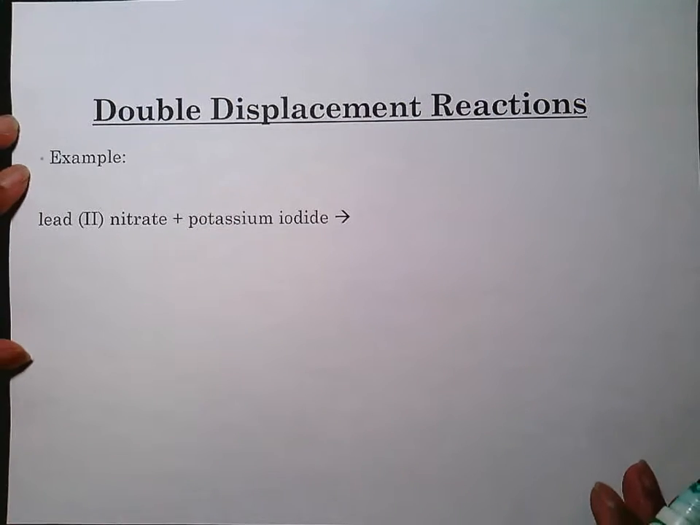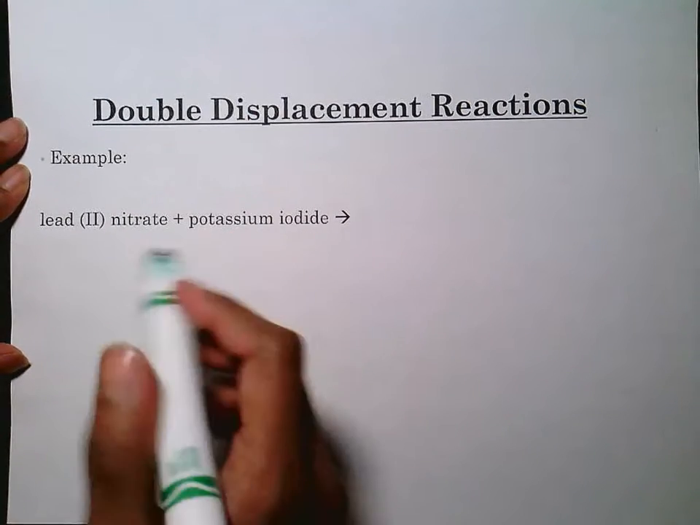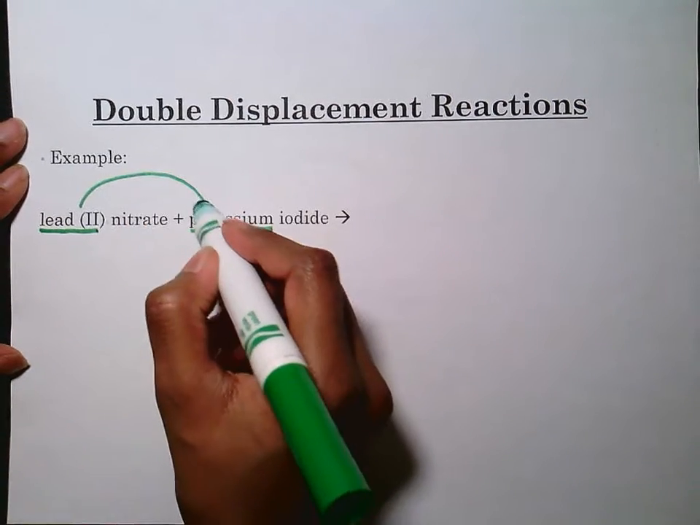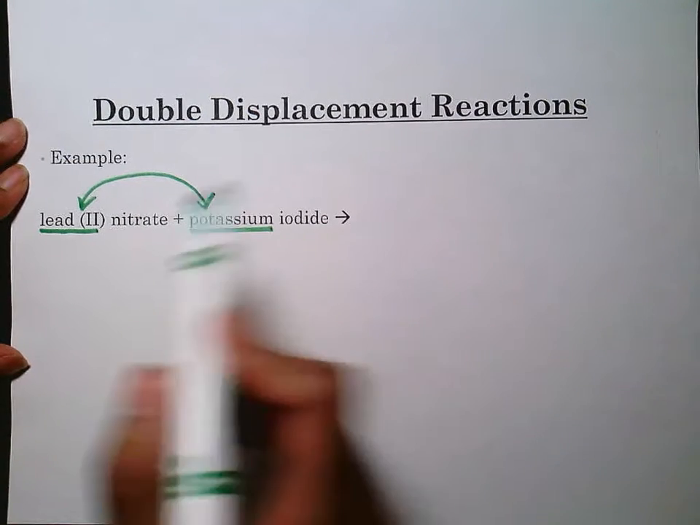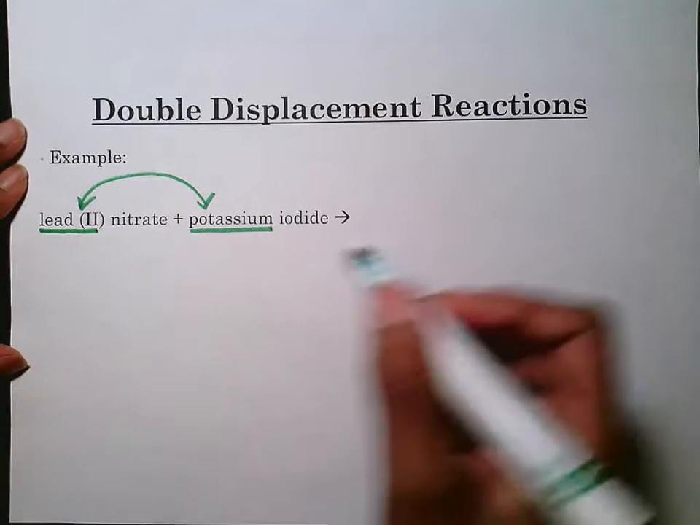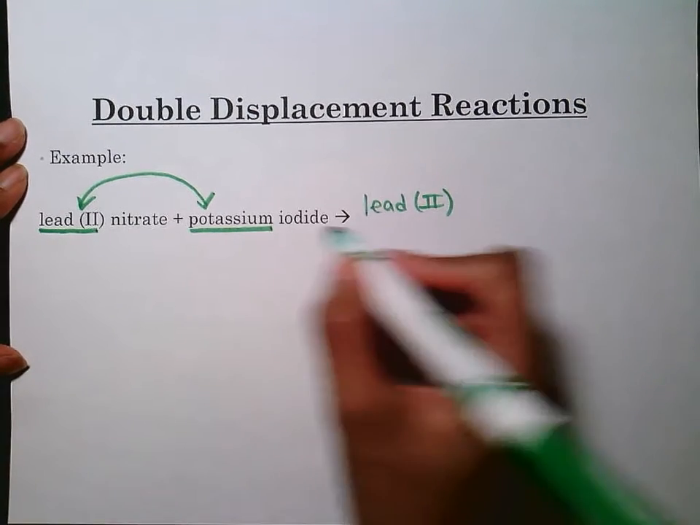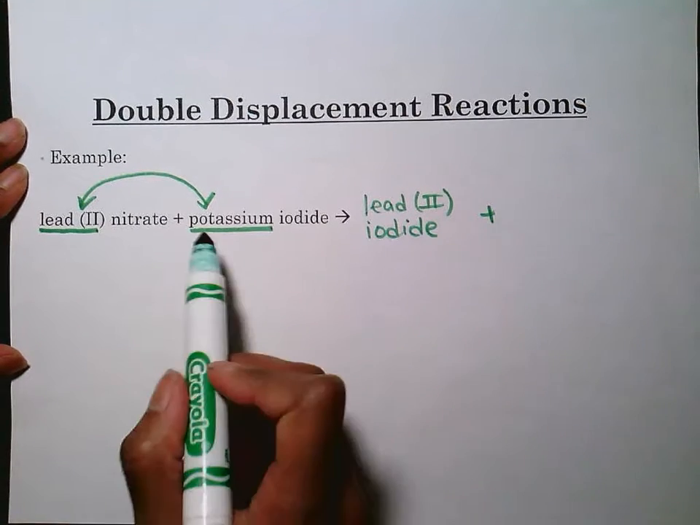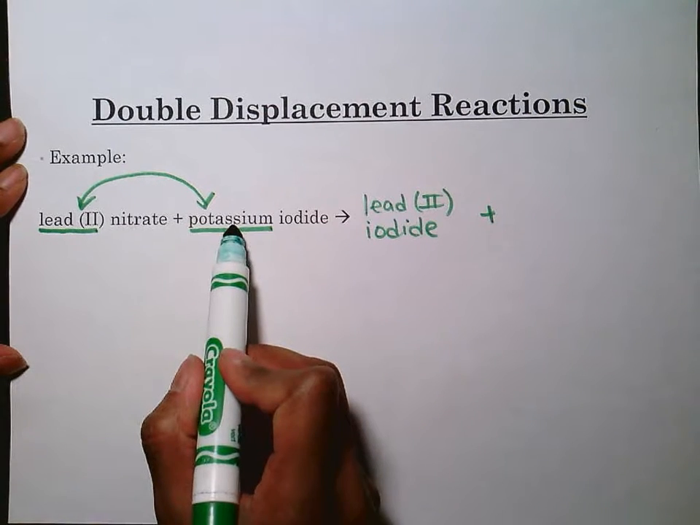So here we have lead 2 nitrate with potassium iodide. So notice here that what I'm going to do is I'm going to switch my metals. So my 2 compounds are going to produce 2 new compounds. So my iodide and my lead 2 are going to combine. So metals are first. So I have lead 2 combining with the iodide. And I'm going to have the potassium and the nitrate combining. So remember that your metals are written first.